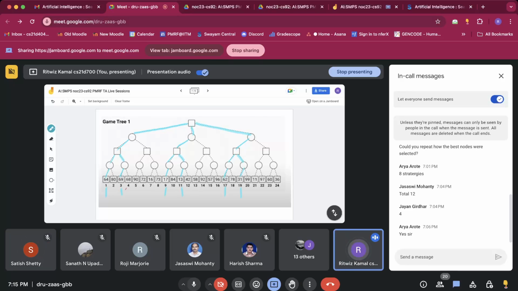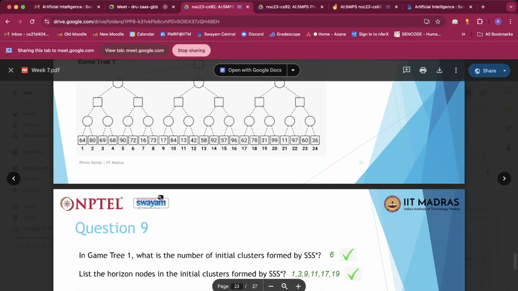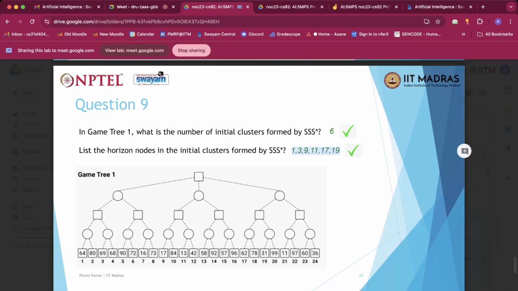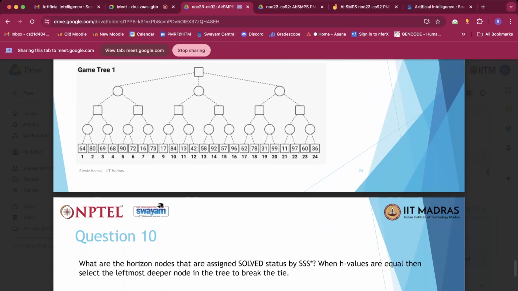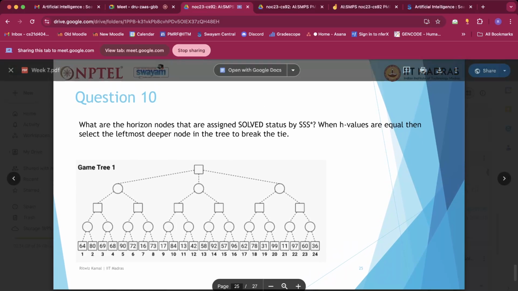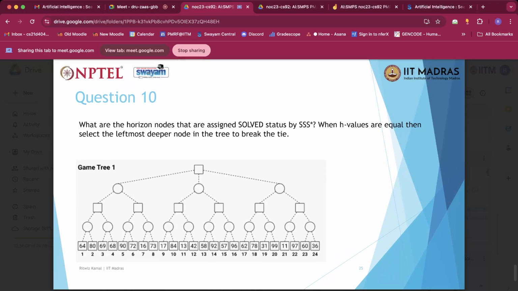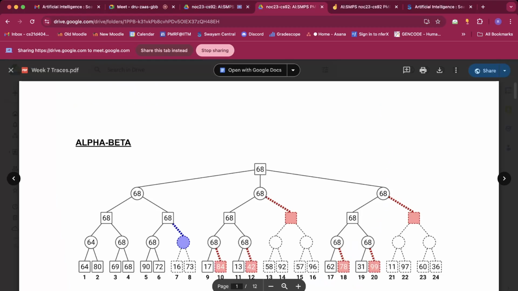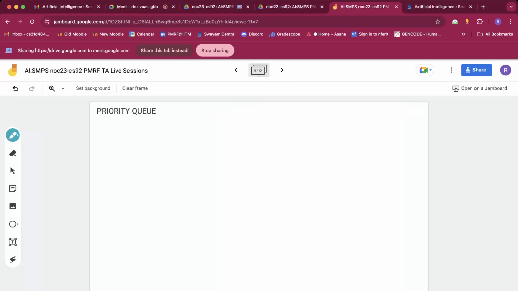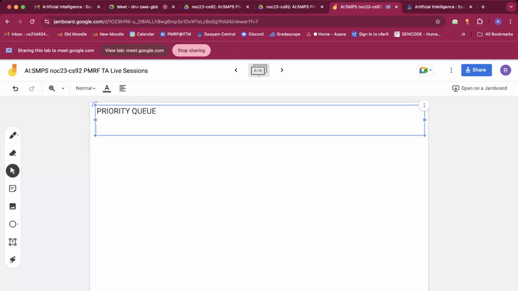Okay, so these were the initial clusters. Let's verify the solution. So there are 6 initial clusters, and 1, 3, 9, 11, 17, 19 form the initial clusters. We just saw that. Now what we will do is apply the SSS star method and arrive at the final solution. While we do that, we will also see how programmatically we could arrive at these initial clusters. So for that we'll use a priority queue. You might be familiar with a priority queue from the previous live sessions, right?